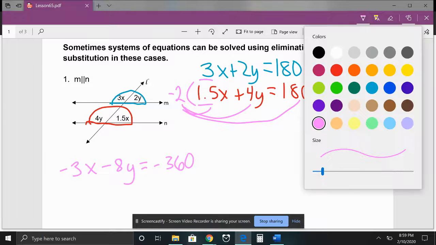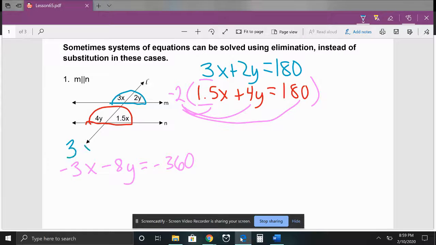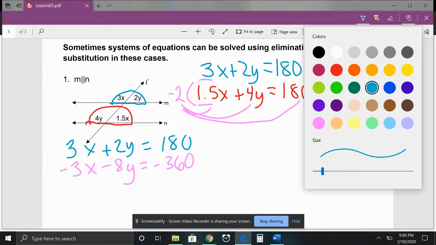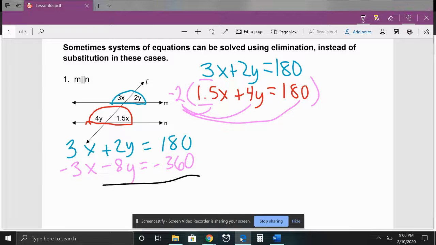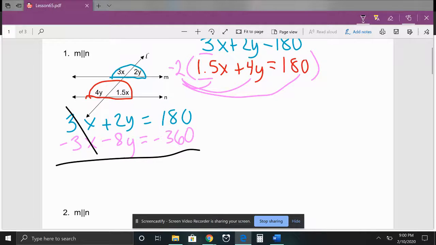And then rewrite the top equation just so I line everything up: 3x plus 2y is 180. Now I can solve this using elimination because these cancel. 2y minus 8y is -6y. 180 minus 360 is -180. Divide both sides by -6, and you get y is positive 30.